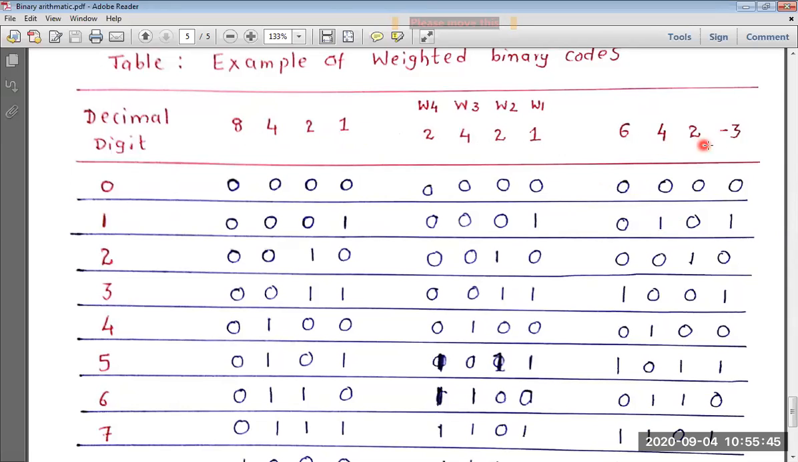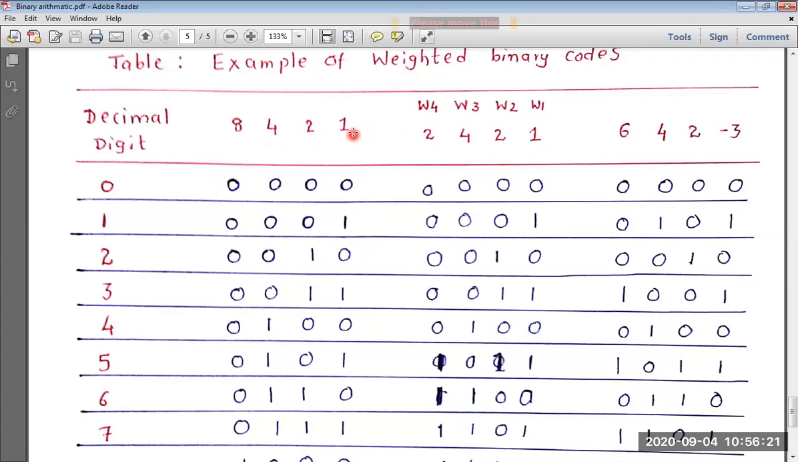And there is another example, the 642 minus 3 code. Now these numbers are weights associated with that particular digit. For example, this one is the weight associated with the first digit of the decimal, sorry, digital number. And this 2 is the weight associated with this digit. This 4 is the weight associated with this digit, and this 8 is the weight associated with this fourth digit.